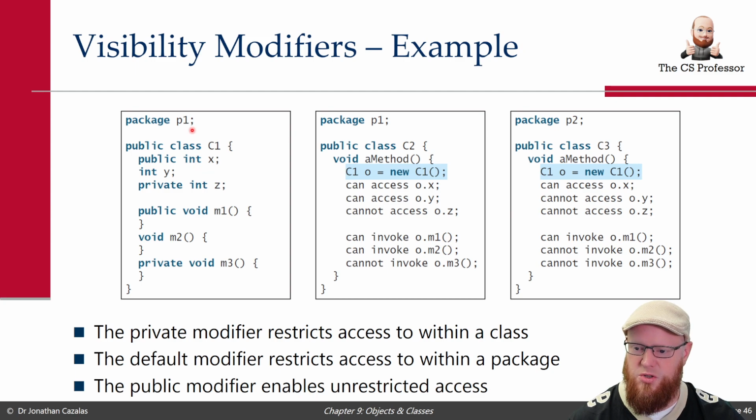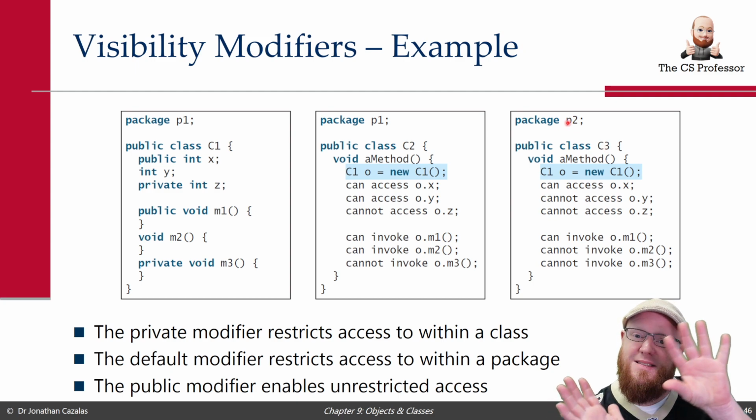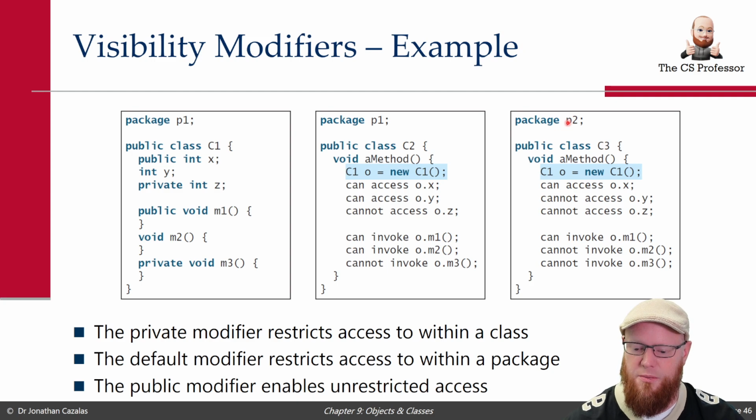So here we have three different classes: class C1, class C2, and class C3. Class C1 and C2 are both inside the same package, P1. Remember, a package is a folder. So think of those two classes as two Java files: c1.java and c2.java. They're both inside the same package, the same folder, called P1. Here we have another Java file called c3.java. It's another class, and it's in an independent folder, a package called P2.